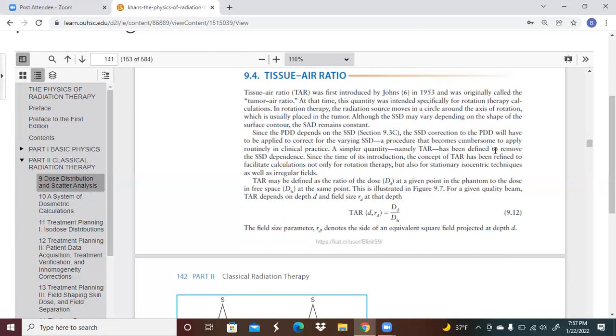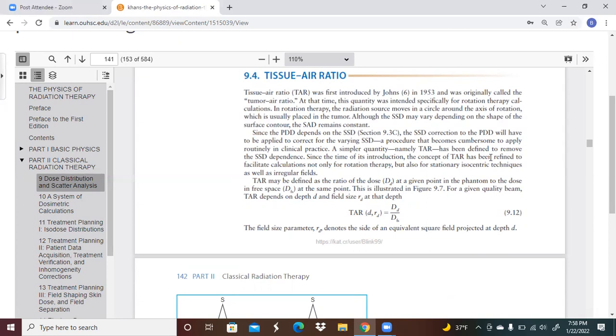You can't really do that with our technology today, not manually. That's asking way too much. So a simpler quantity named TAR has been defined to remove the SSD dependence. That way we don't have to go that way.